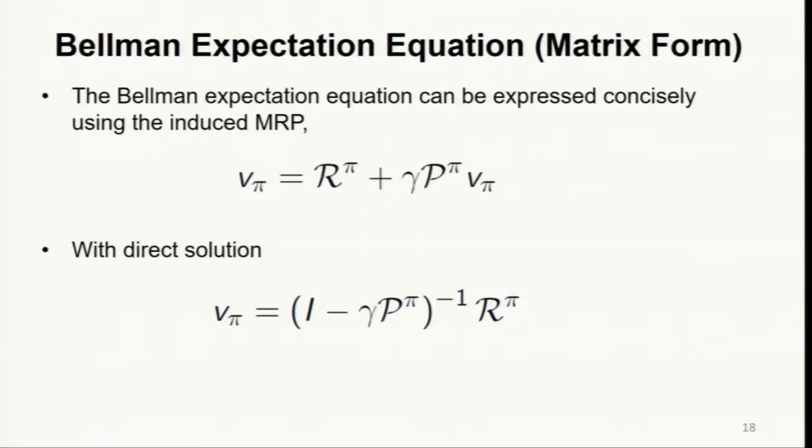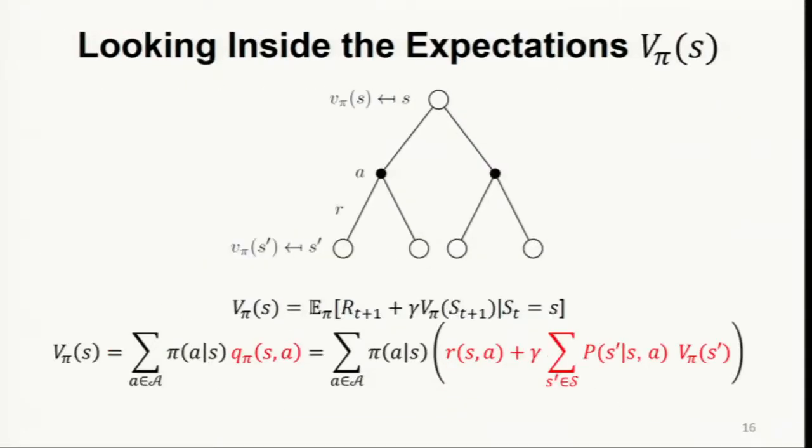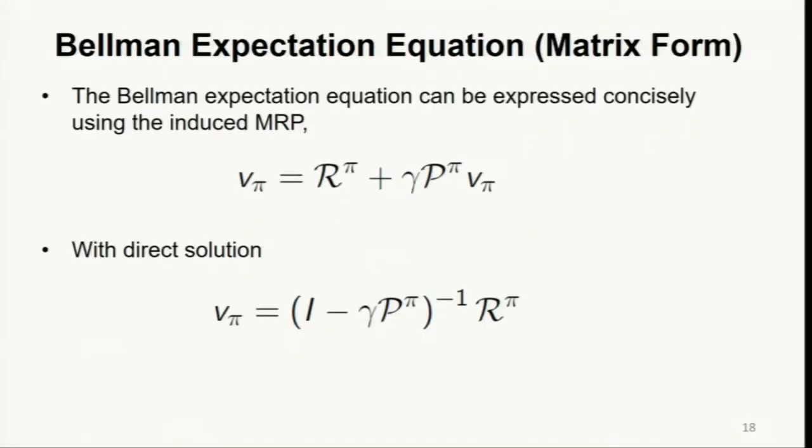Now we got this equation for v pi. You see here, the Bellman equation can be expressed concisely using the induced Markov reward process. You see, this is v equals reward plus gamma times transition times v. This is for the state value function. If you look right here, this is v equals reward and then v again. If you write it for all the states, then it will become a matrix. The transition probability is a matrix. Then you can solve this equation.